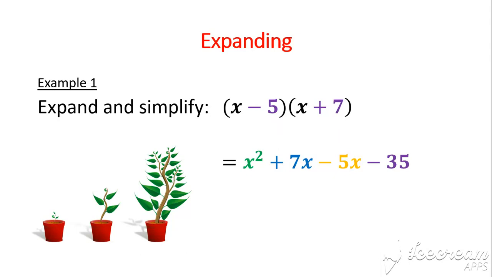Now when we simplify it, we've got the x squared by itself. There's no other terms there with an x squared in it. This plus 7x minus 5x leaves us with positive 2x, and this negative 35 can't be added to anything either.